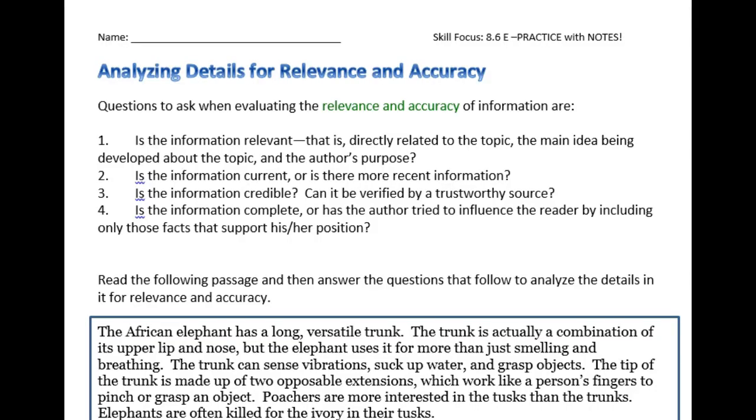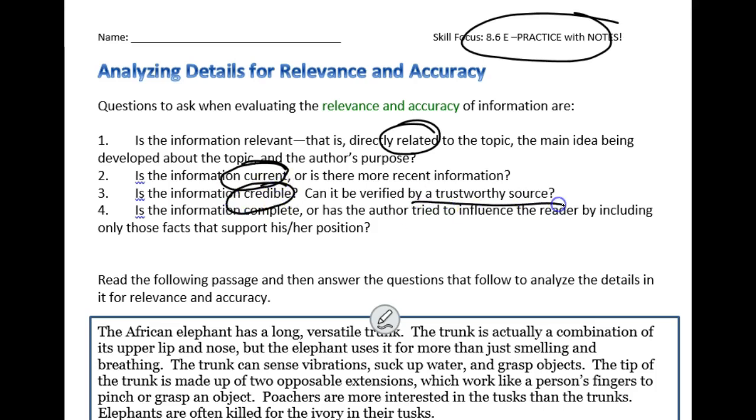Okay, so this is the paper you should have picked up. At the top it says Practice with Notes. That's how you know you're in the right spot. And we're going to run through this together just as practice. So questions to ask when evaluating the relevance and accuracy of information are the same as was in your notes. One is the information relevant? Is it actually related to the topic? That's important. Is the information current? Is it time sensitive and current? Is the information credible? Can it be verified by a trustworthy source? And is the information complete? Because we don't want bias, which is when it's only one-sided.